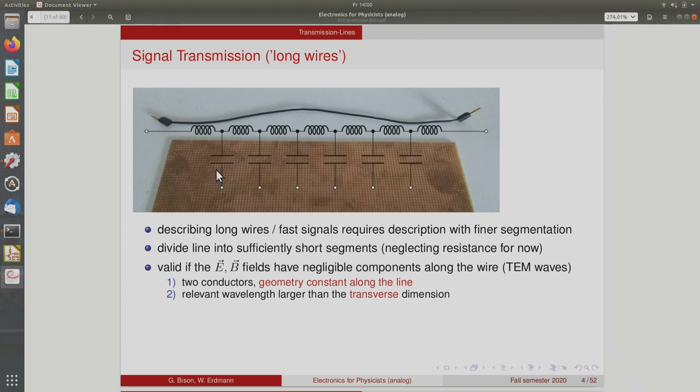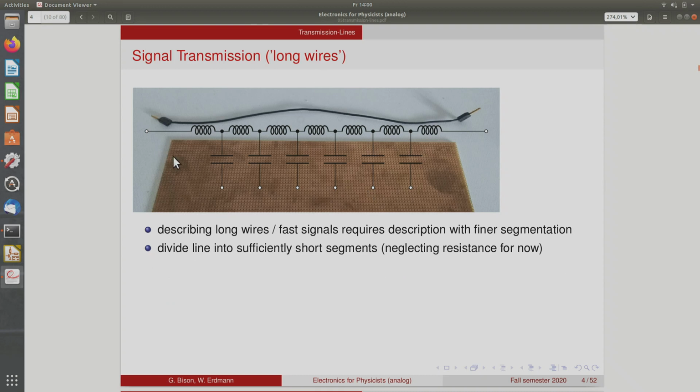And the conditions that need to be fulfilled in order to have these TEM waves is that you need two conductors. Like here we have this cable and some ground plane. And the geometry of this needs to be constant along the line. So if you make a cross-section here and a cross-section there, it needs to be the same. Then this is a necessary condition for a transmission line that can be modeled in this way. If you don't have this condition fulfilled, then the fields will not be strictly perpendicular to the wire.